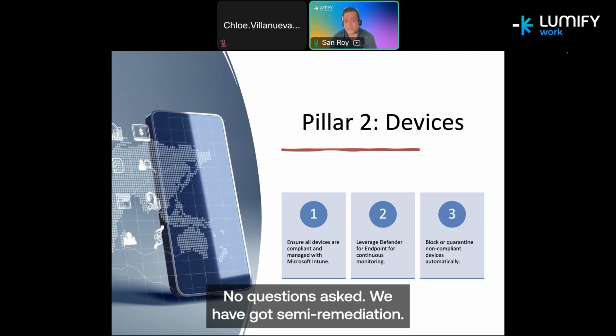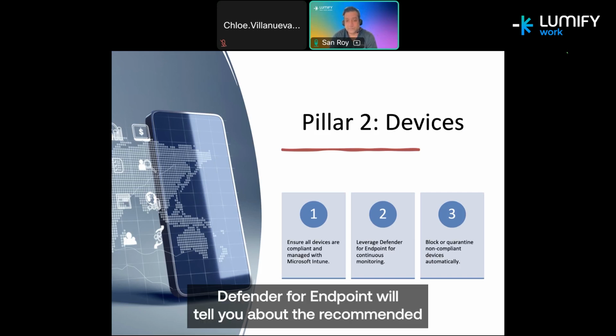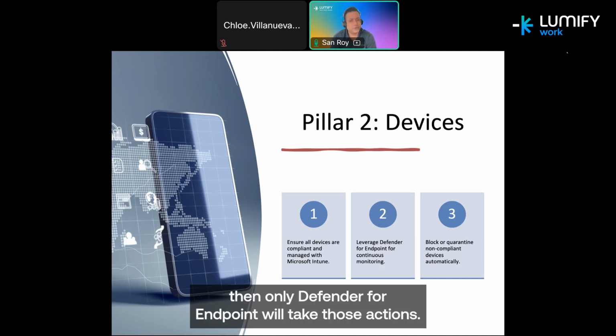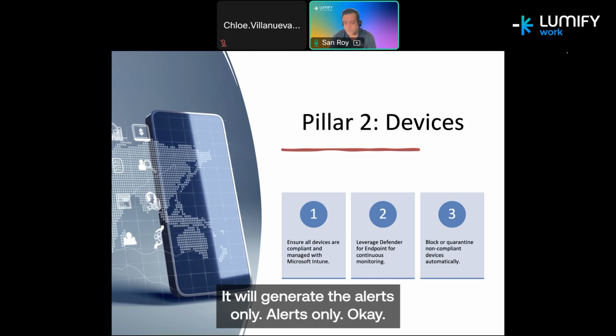We have got semi-remediation. As and when threat gets detected, Defender for Endpoint will tell you about the recommended action for the mitigation. You need to approve it, then only Defender for Endpoint will take those. And no remediation means it will not take any action. It will generate the alerts as well. Alerts only. Okay. So this is how Defender for Endpoint works. This is the investigation part of it, right?